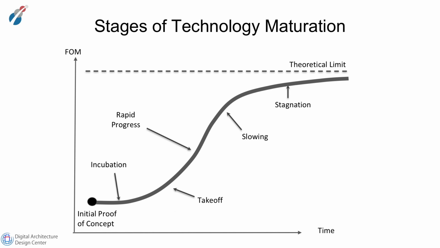We have given names to these different stages of technology maturation. We might have an initial proof of concept, and then an incubation period with very slow progress. Then we have takeoff, where the technology starts to improve much more rapidly. Rapid progress comes in the middle of the life cycle. Then we have a slowing, and eventually stagnation.